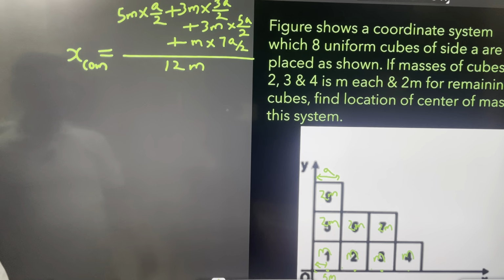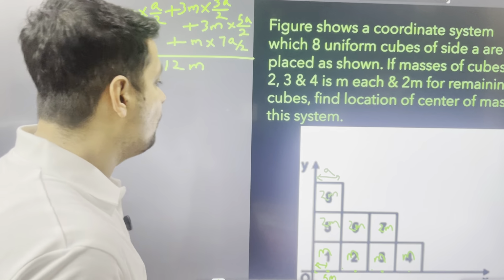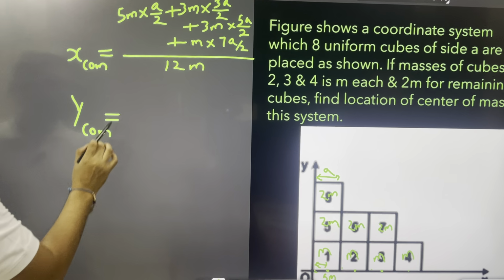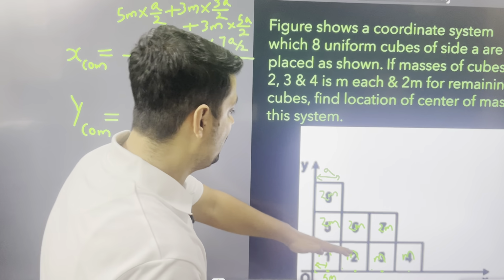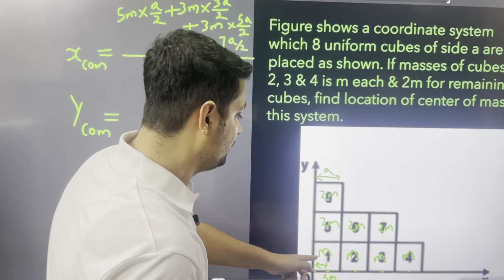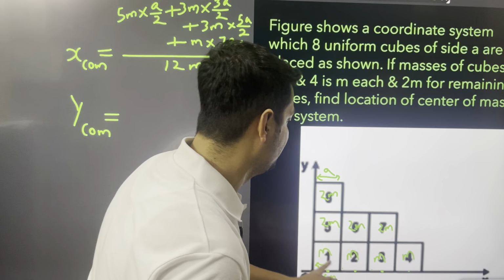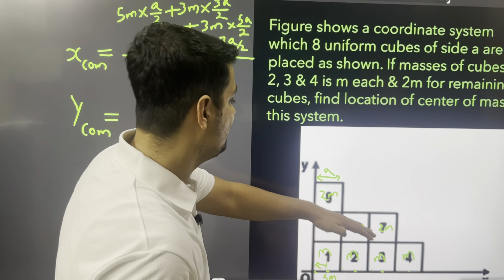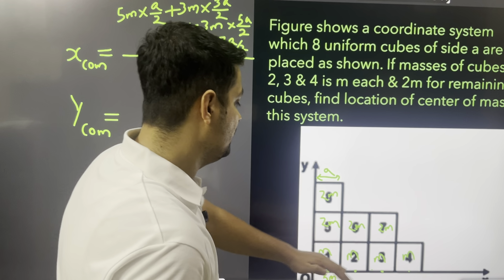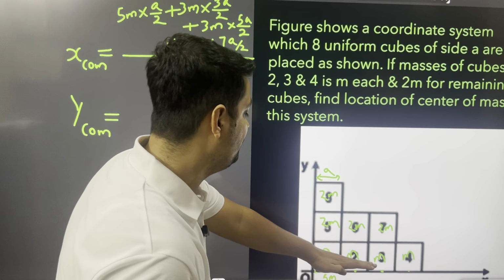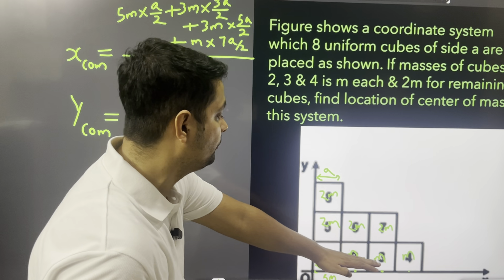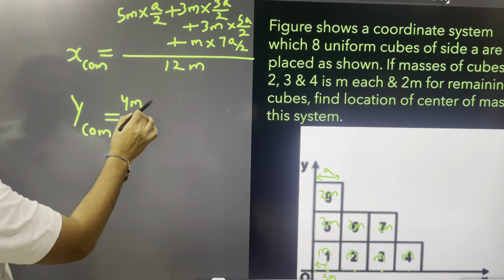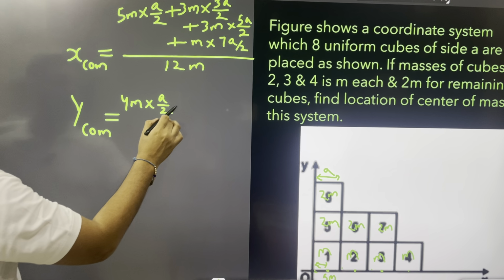You will solve this, you will get the x center of mass. Same way, y center of mass you have to find. So see here, for y center of mass we will go along the y-axis. Along the y-axis, this is m, this is 4m. One system 4m, another system 6m, then another system 2m. For 4m, the physical center is a by 2, because it is uniform. So we will write 4m from the origin, into a by 2 along the y-axis.